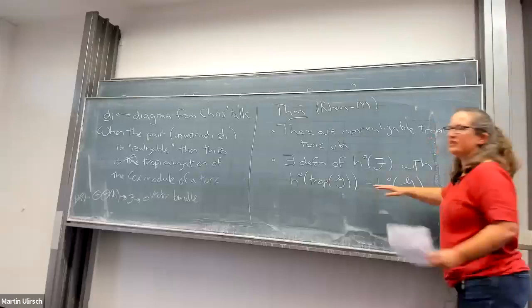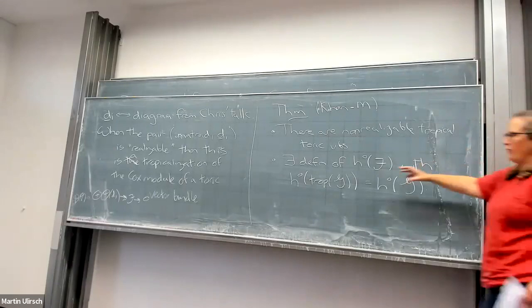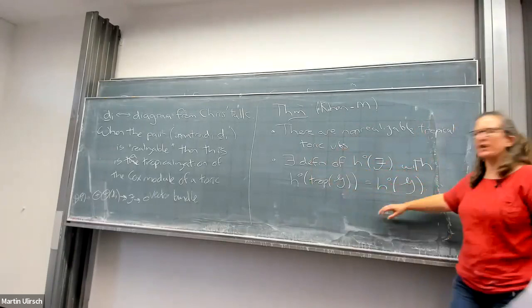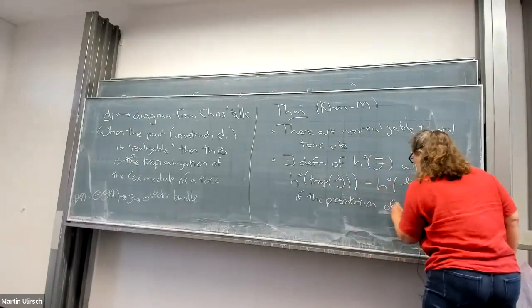So if I start with a toric vector bundle, I choose a presentation for its Cox module, I tropicalize, I now apply the procedure that we have to compute global sections of these tropical vector bundles, I get the same answer as I would there. However, we have to say if the presentation of G is chosen well.